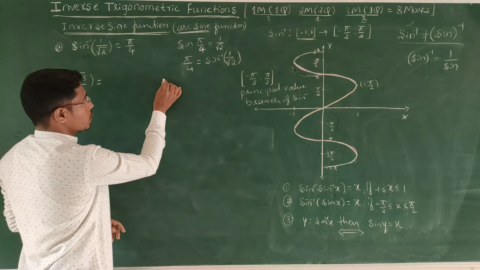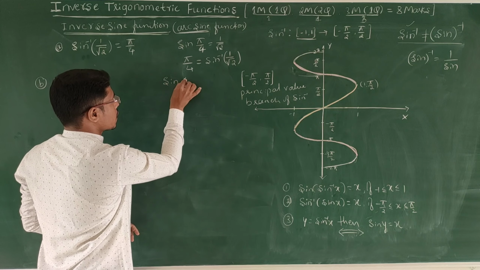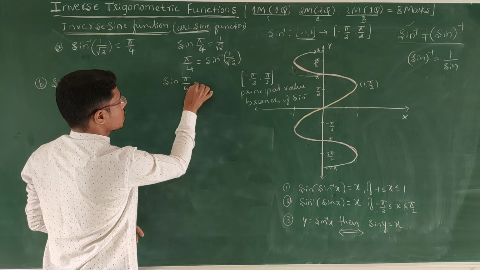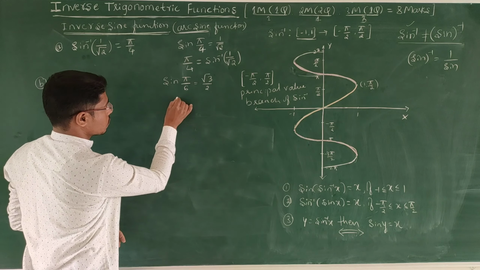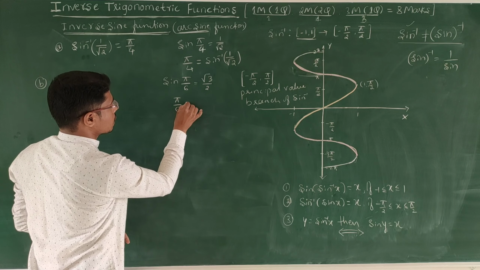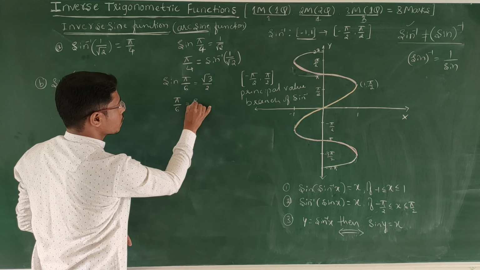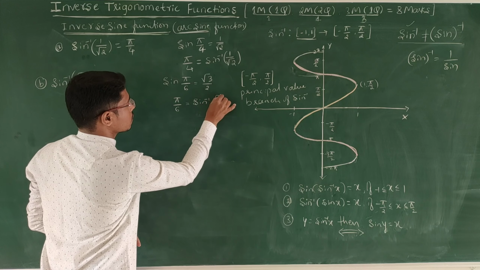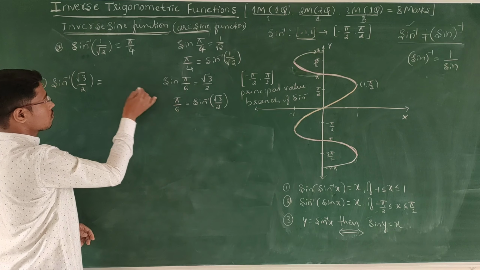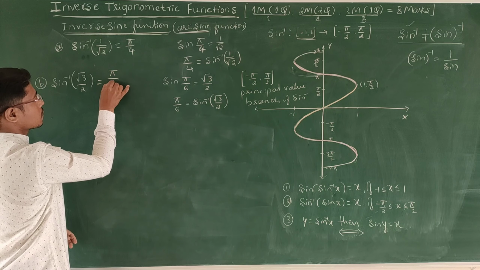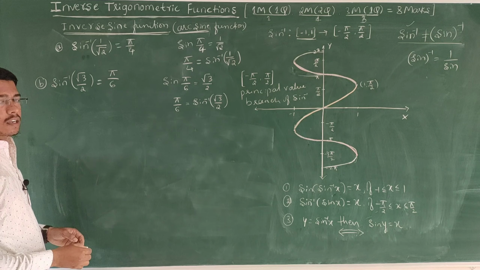Okay, so this is equal to pi divided by 4. Then come to sine inverse of root 3 by 2. So we know sine pi by 6 equal to root 3 by 2. Okay, so keep pi by 6 here, take sine to this side, it will become sine inverse root 3 by 2. So sine inverse of root 3 by 2 equal to pi divided by 6, right?